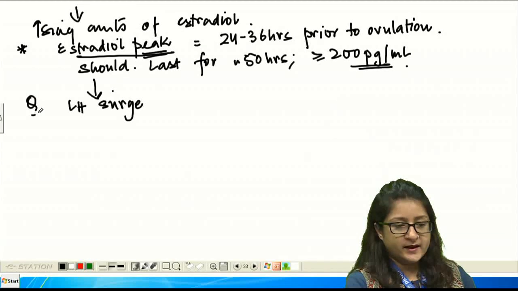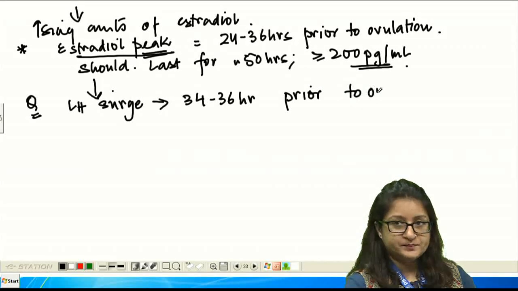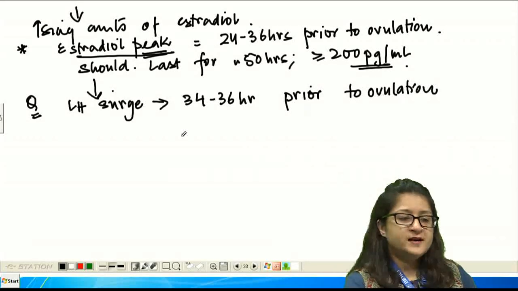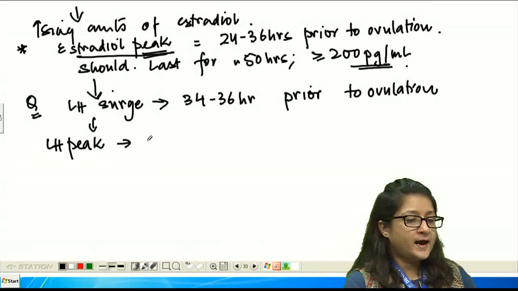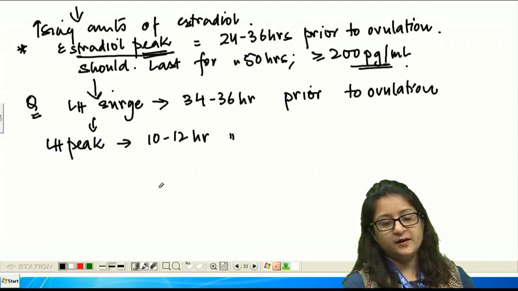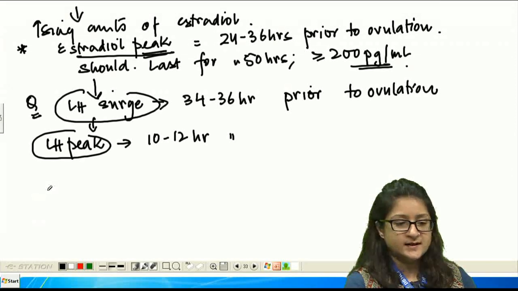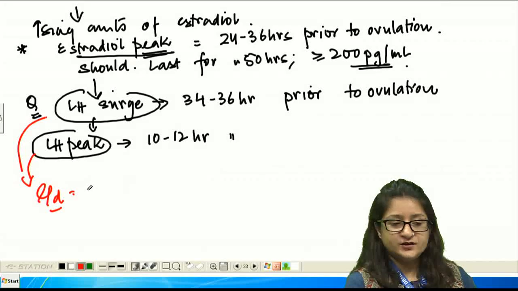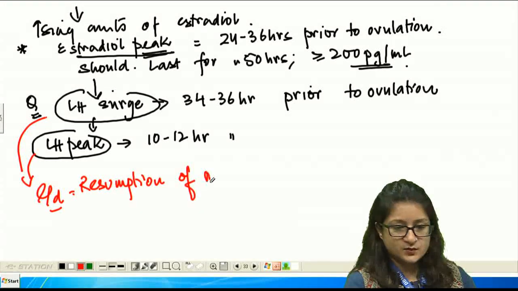And this LH surge, again an important question, happens 34 to 36 hours prior to ovulation. After the LH surge comes the LH peak. The LH peak happens 10 to 12 hours prior to ovulation. So this is very important. What does this LH surge, LH peak lead to? All of this leads to, very importantly, resumption of meiosis 1.